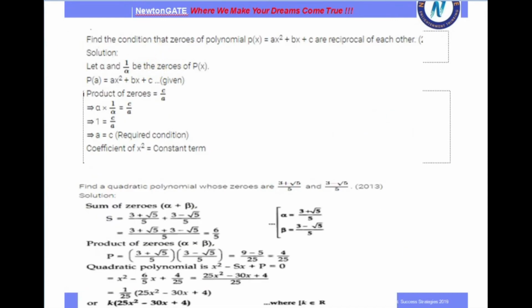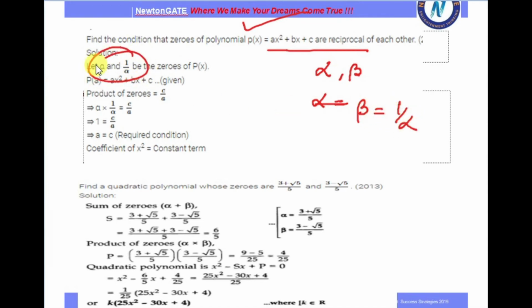Another example is: find the condition where, if this is the polynomial, one root is the reciprocal of the other. That is, let's say alpha and beta are the roots, then beta will be equal to 1 by alpha. The same thing we have taken, we have applied the formula of the product of the roots, and we have got that a equal to c is the required condition.